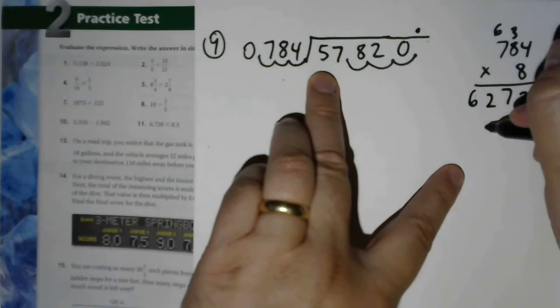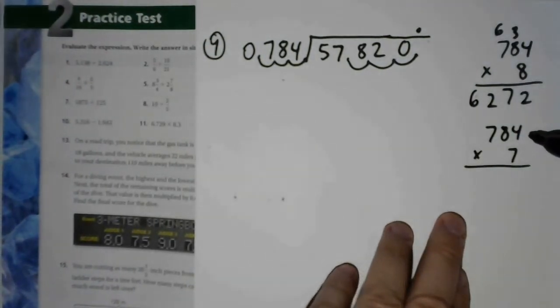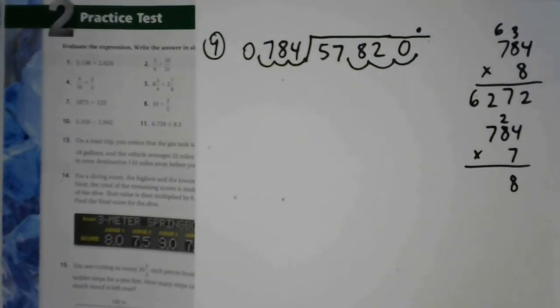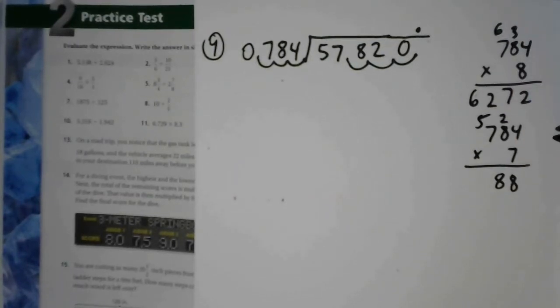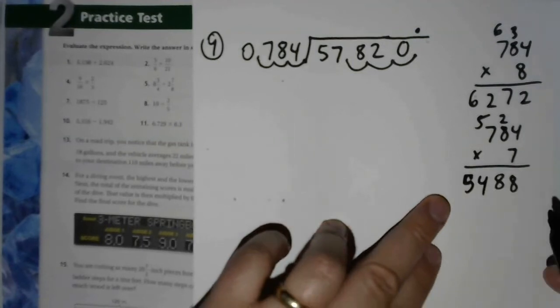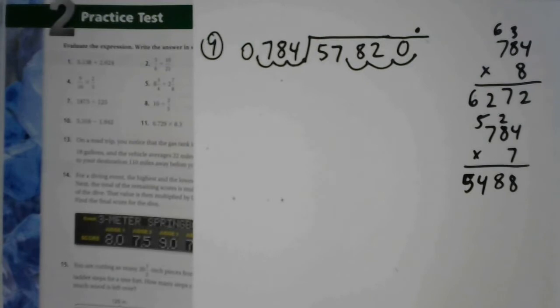Let's see if 784 times 7 is the trick. 7 times 4 is 28. 7 times 8 is 56, plus 2 is 58. 7 times 7 is 49, plus 5. Oh, I went over. Well, that would be 54. Oops, 54. Wait a minute, I didn't go over. Man, I'm glad I'm doing the checking here because I would have been wrong.